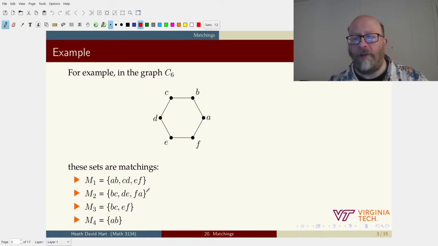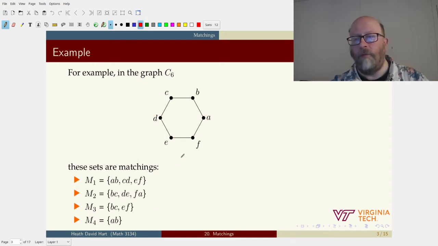Or we could match them the other way around. We could match BC, DE, and FA, and that's this matching here. We don't have to match everything. This is a perfectly legitimate matching, BC with EF. This is still a matching. It's a set of edges, it does not repeat any vertex, it just happens to leave some vertices unmatched.